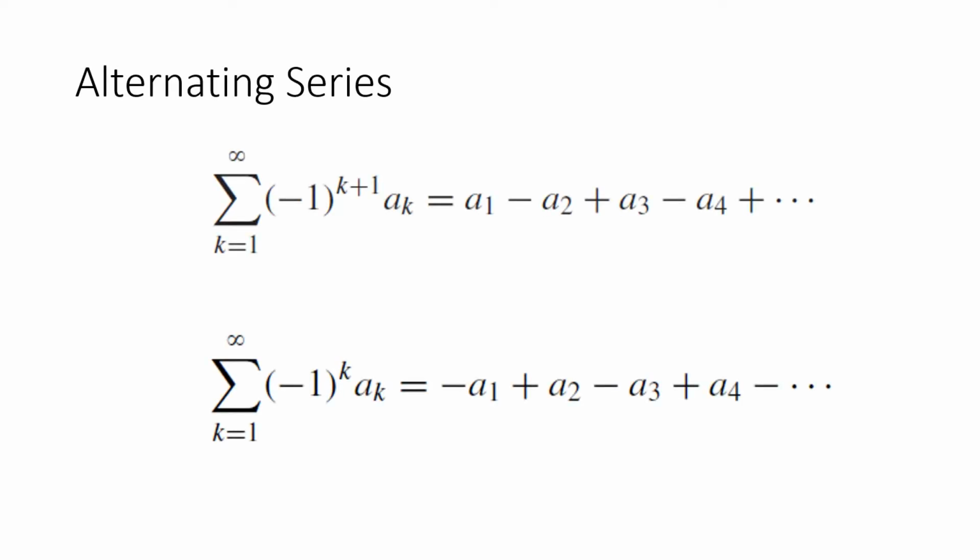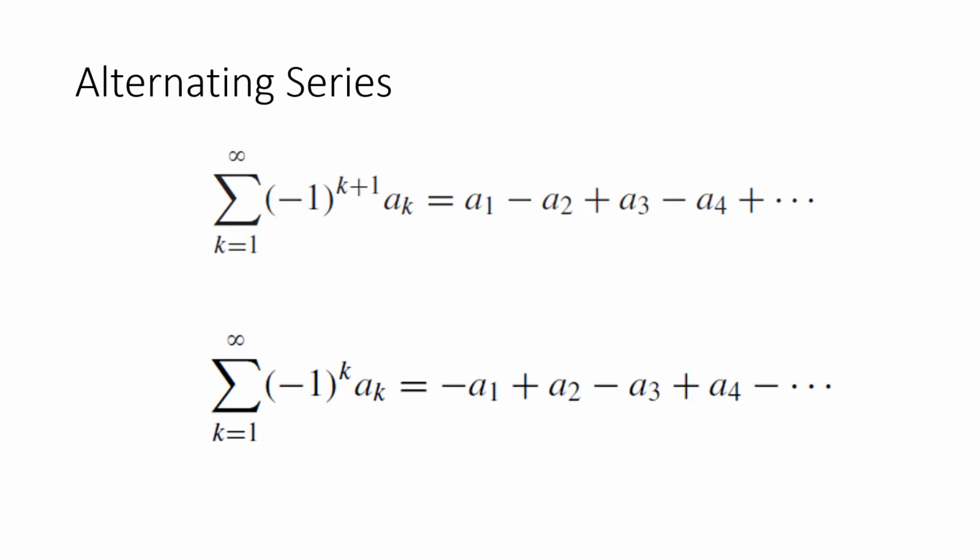The series whose terms alternate between positive and negative is called an alternating series. An example of that is 1 minus 1 half plus 1 third minus 1 fourth plus 1 fifth minus, and so on. Okay, and it could be negative 1 plus 1 half minus 1 third plus 1 fourth minus 1 fifth plus, and so on. So in general, an alternating series has one of the following two forms.